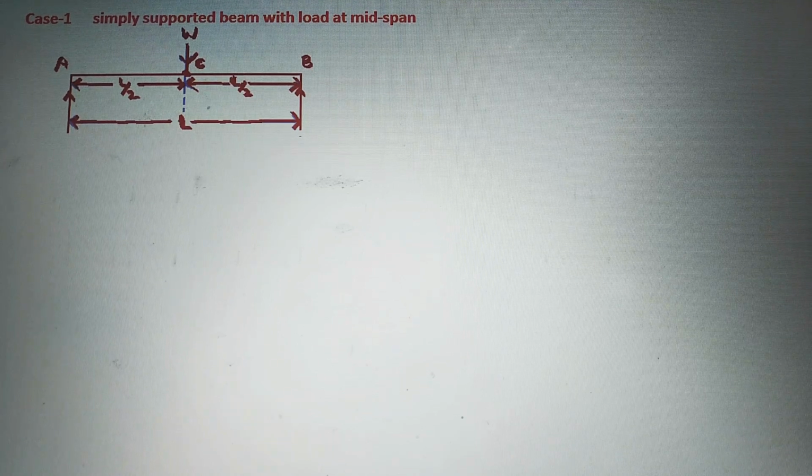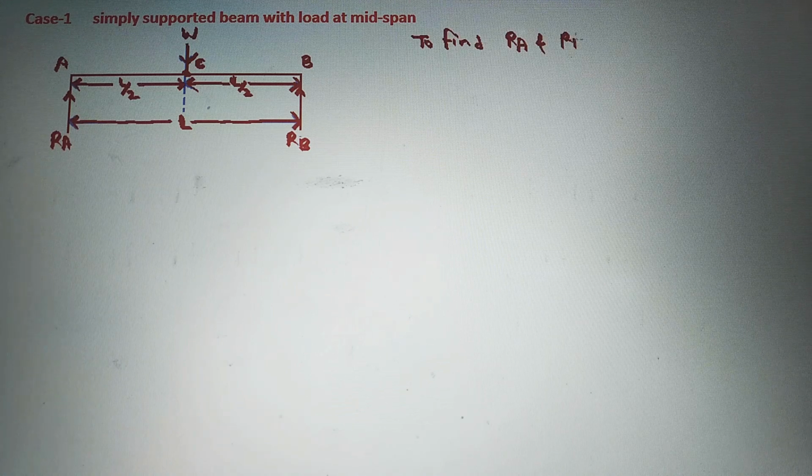Now the next step we have to do is to find out the support reactions. So at A the reaction is RA and at B the reaction is RB. These two reactions at the supports we have to find out first. So we will write here, to find RA and RB, first we will take summation Fy.